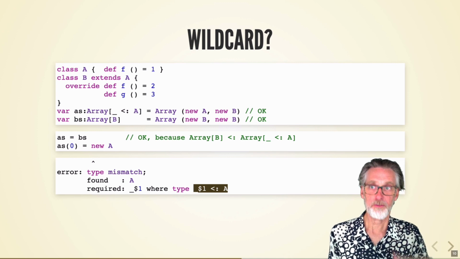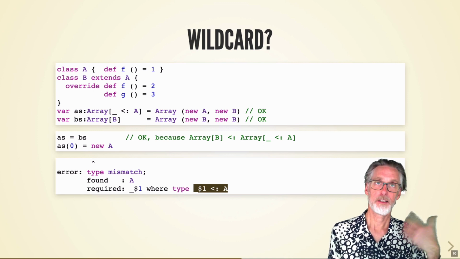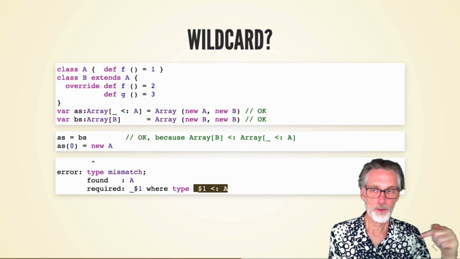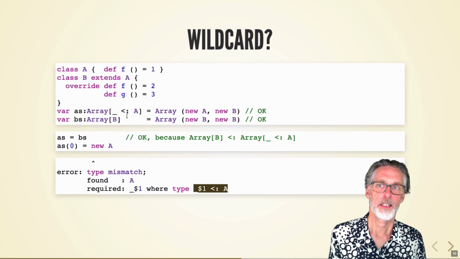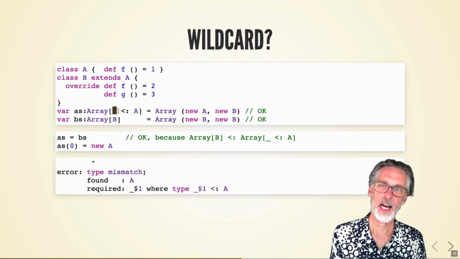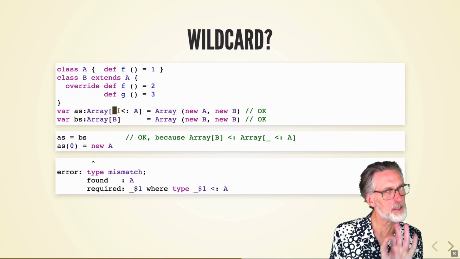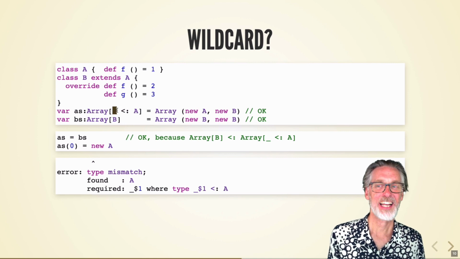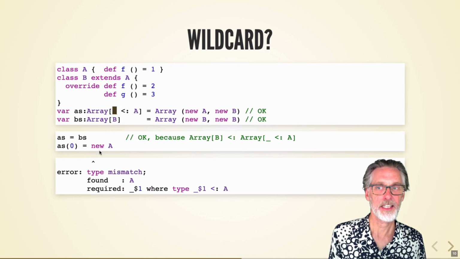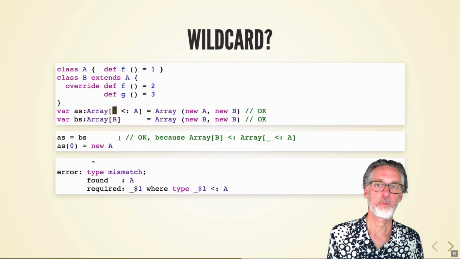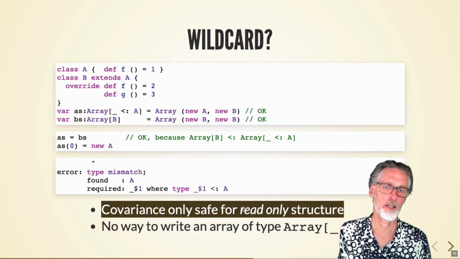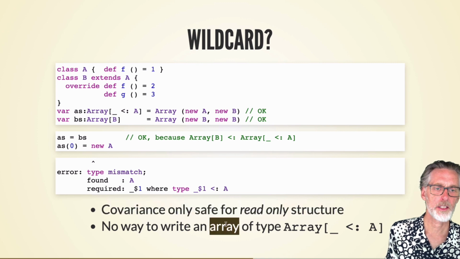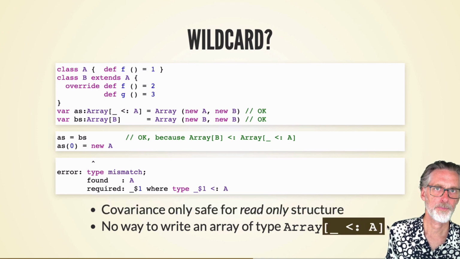Now, you can read out of this just fine. You can read the animals, but you can't put them in because nobody knows exactly which kind of animal it is. This is what's called a wildcard. It's like, I'm not sure what it is. I know it's something, but I'm not sure what. And that means that you can't actually add things in safely. You can only get them out. So effectively, we created a read-only structure here. There's no way to write into an array of this type.